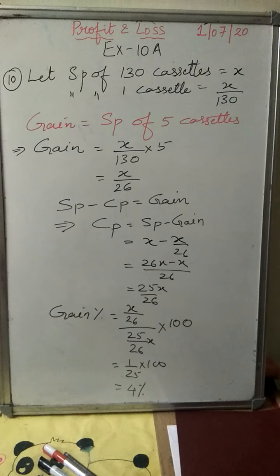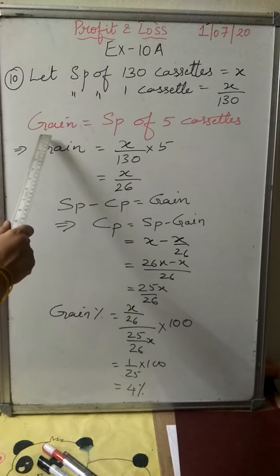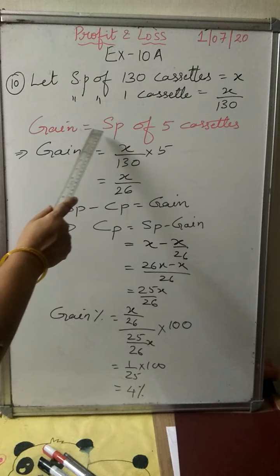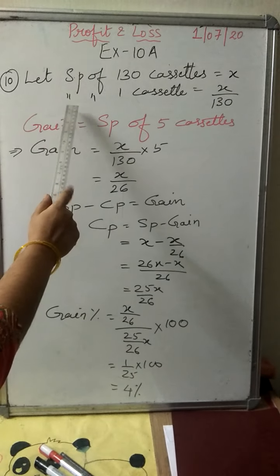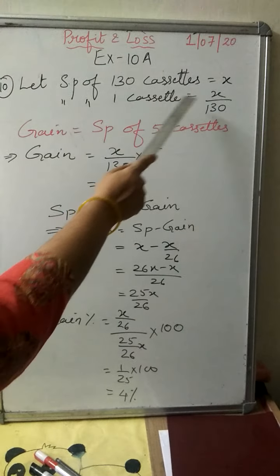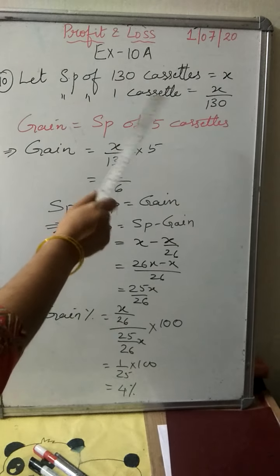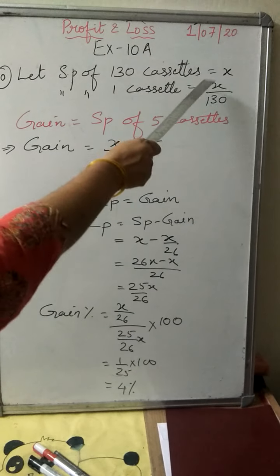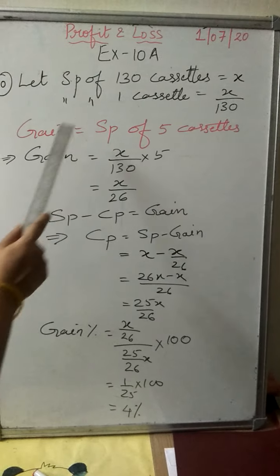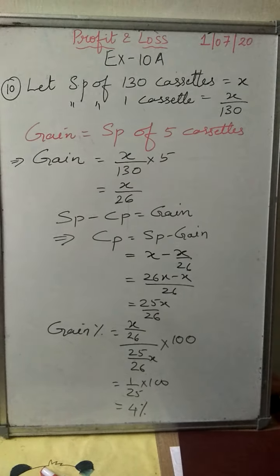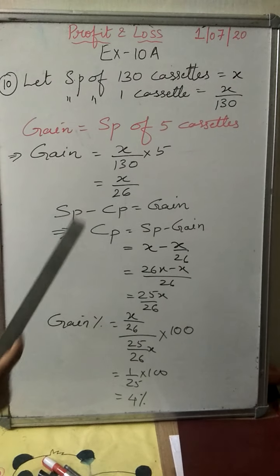And it is given, you will get this from the question only, that gain is equal to selling price of 5 cassettes. So if selling price of one cassette is X by 130, what will be the selling price of 5 cassettes? That is X by 130 into 5, and that is equal to gain. Followed? So do cancellation, you will get X by 26.